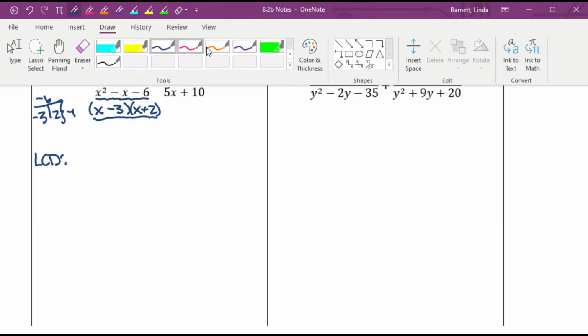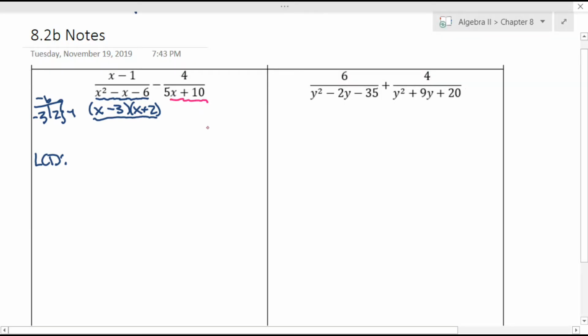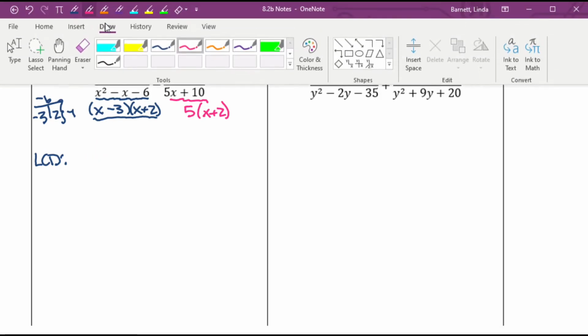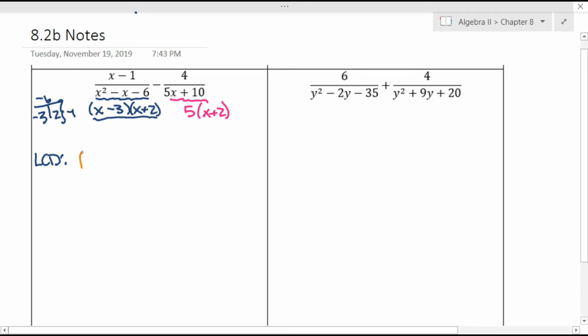So if I want to factor the other side, this 5x plus 10, that's going to be a GCF. I can factor out a 5, and that leaves me with x plus 2. So for my LCD, I need an x minus 3. Let's do a different color. I need an x minus 3, I need an x plus 2, and then from this one, I already have an x plus 2, but I don't have a 5, so I need that 5. So I need both of these to have all of these components.